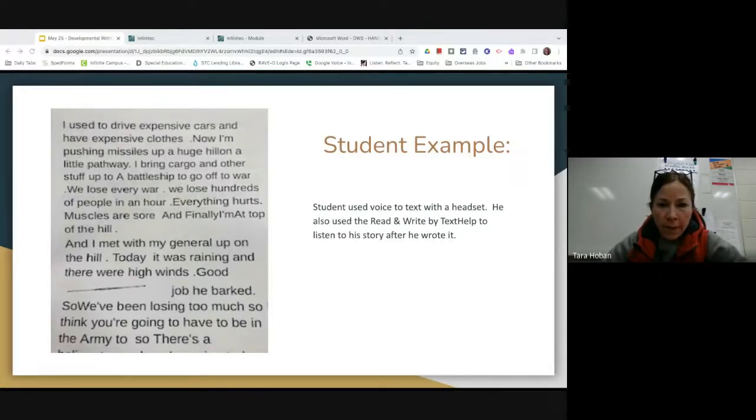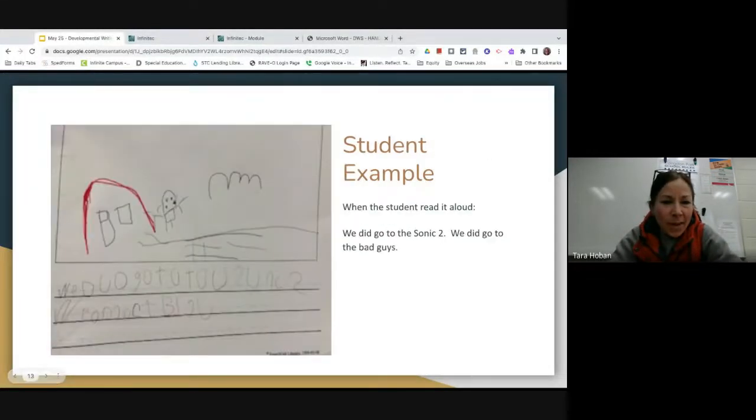How about our next example, which I think is our last one, right? I think so. Okay. So this was another one of, I believe, our first grader. He said, we did go to the Sonic 2. We did go to the bad guys.